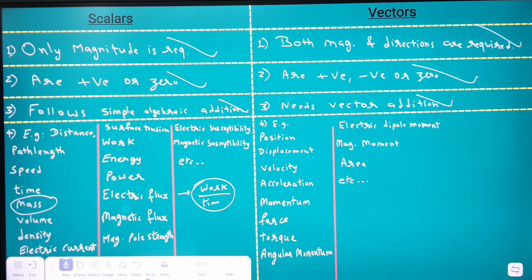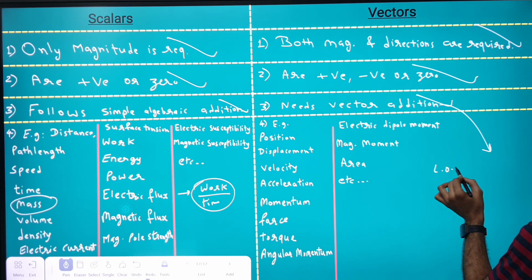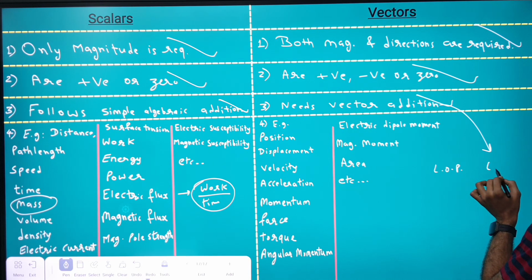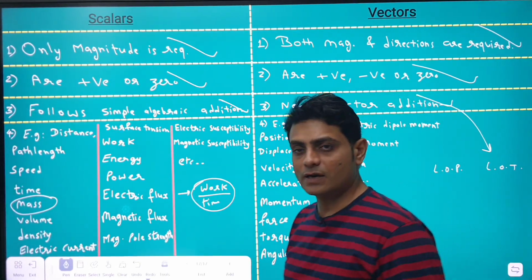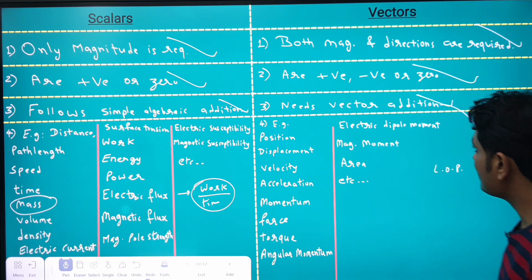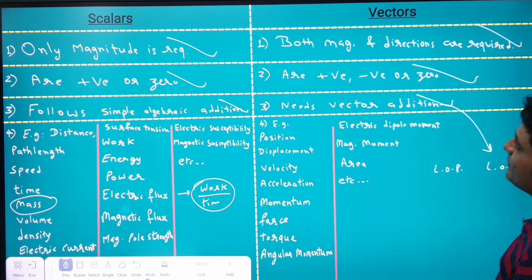They need vector addition. Those vector additions are of two types. One is the law of parallelogram, and another is the law of triangles. We will be discussing this in our upcoming lectures. Now, some examples I have given.